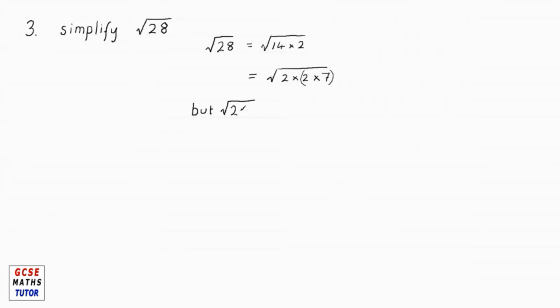Example number 3. Simplify the square root of 28. The square root of 28 equals the square root of 14 times 2, which equals the square root of 2 times 2 times 7. But the square root of 2 times 2 is 2. So the square root of 28 equals the square root of 2 times 2 times the square root of 7, which equals 2 times the square root of 7.